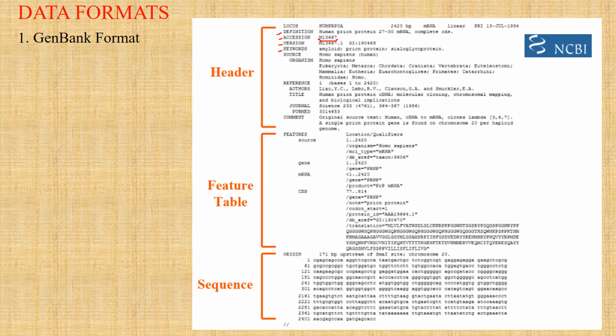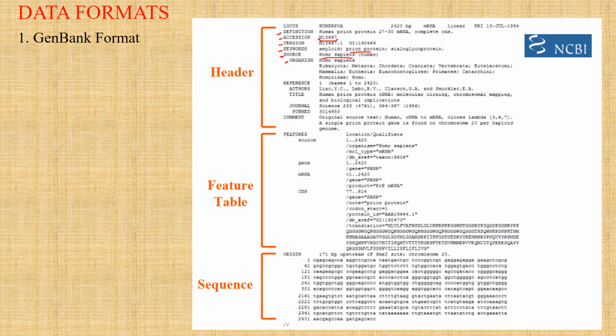They tell you it is the prion protein. So you have the source. The source is the organism from where this protein has been isolated. They tell you it is Homo sapiens, so it's coming from humans. Then the organism is Homo sapiens, and under the organism, they give you the organism classification. It comes right down here.